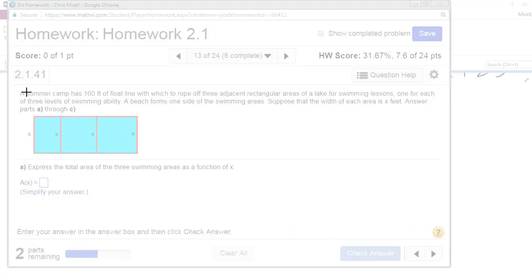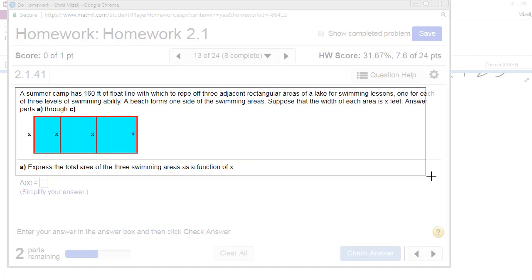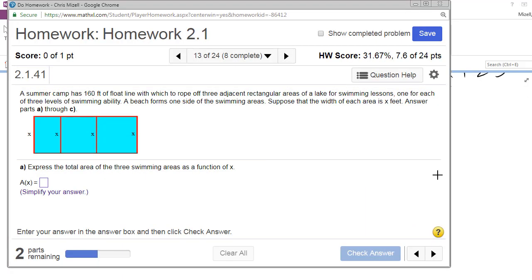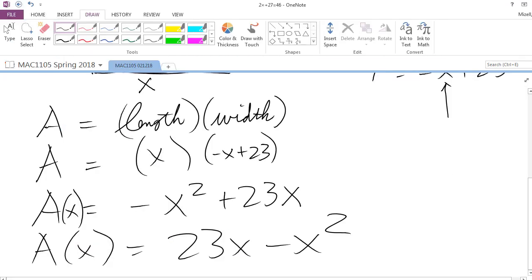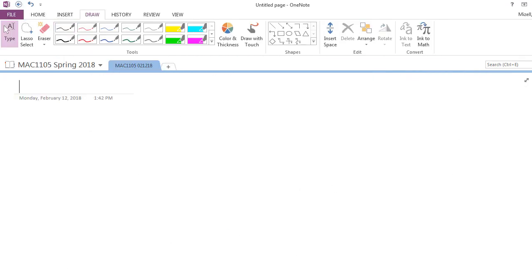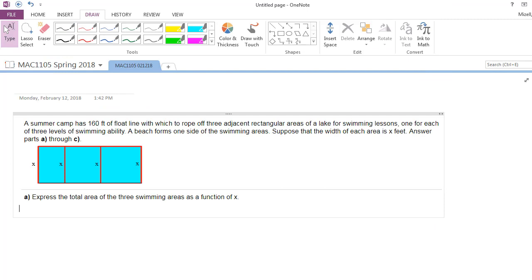Express the total area of the 3 swimming areas as a function of x. Let's see if we can get that much done before we have to go. Total area of the 3 swimming areas as a function of x.